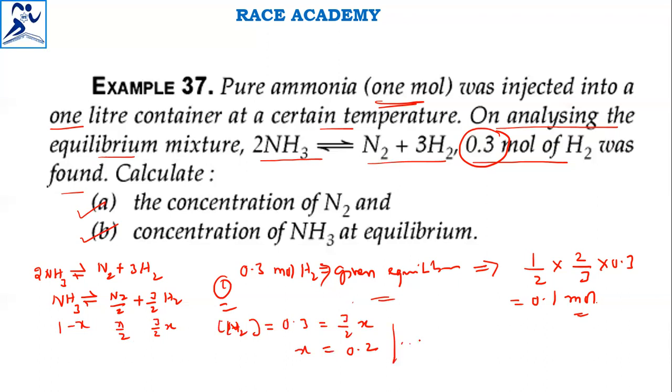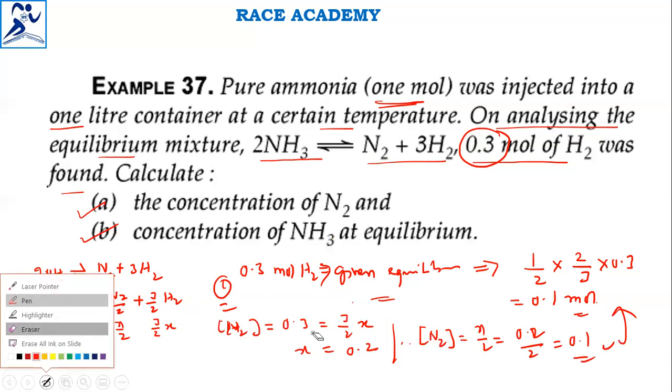That means what is the concentration of N2? That is x by 2. So x by 2 is how much? 0.2 by 2. 0.2 by 2 is 0.1. So the same answer we will get if you do it like this also. Got it? Next, we will see the second one.